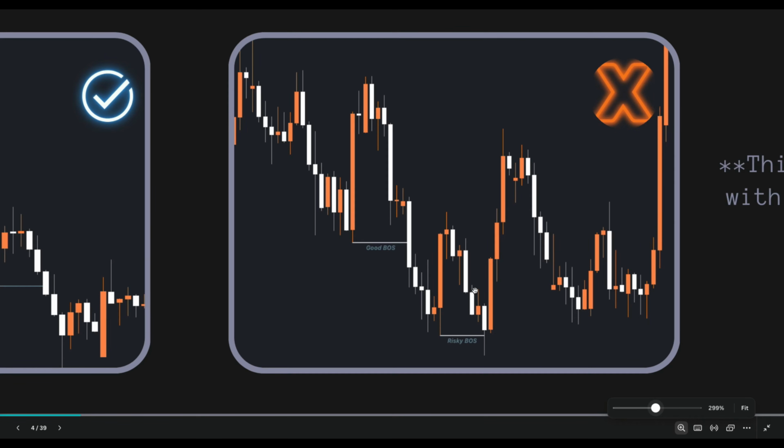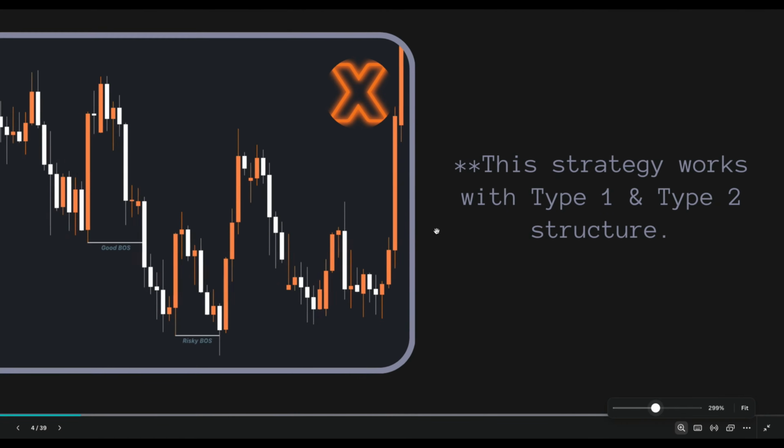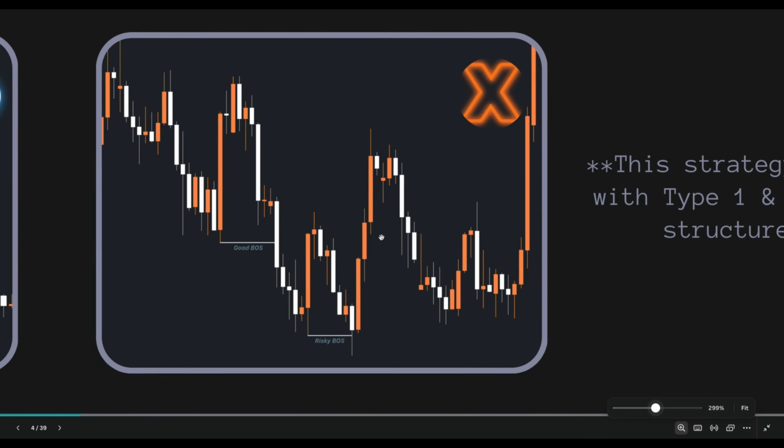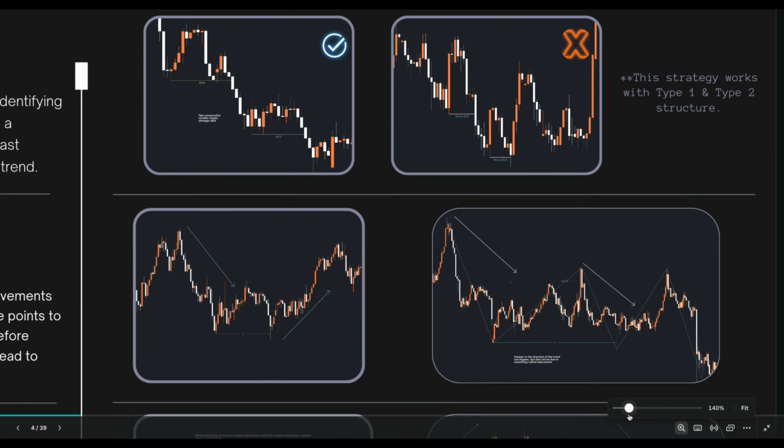So some people do use wicks as breaks of structure. I personally don't use them. You can if you want to, but I'd rather you don't. I'd rather you use at least one candle to confirm your breakout structure or change of character or a market structure shift. And yes, this strategy works with type 1 and type 2 structures. Now, you won't understand what this means unless you look at that market structure video or intermediate to advanced market structure video. So you have to look at it. I'm not going to explain it here because it'll just take more time.